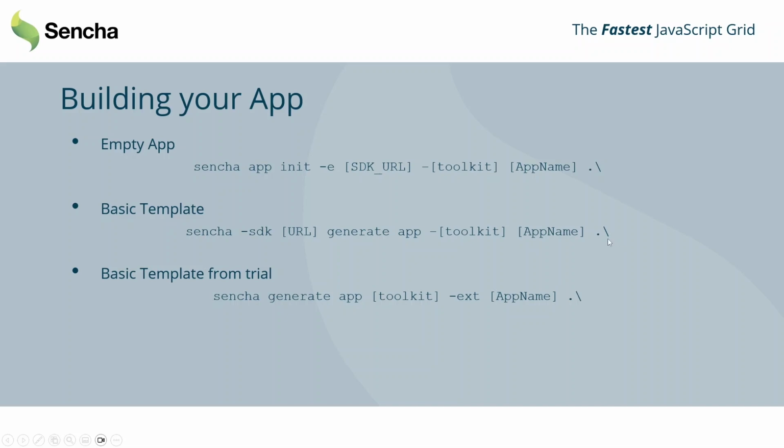And at the end, the folder where your application will be created. In this case, I'm assuming I'm already inside that folder. For the trial, it's basically the same thing. Just specify the toolkit here and the application name over here.